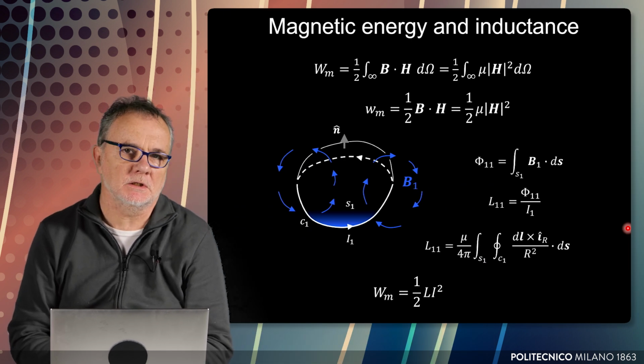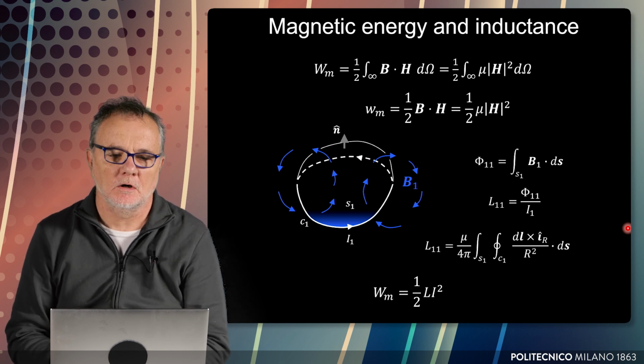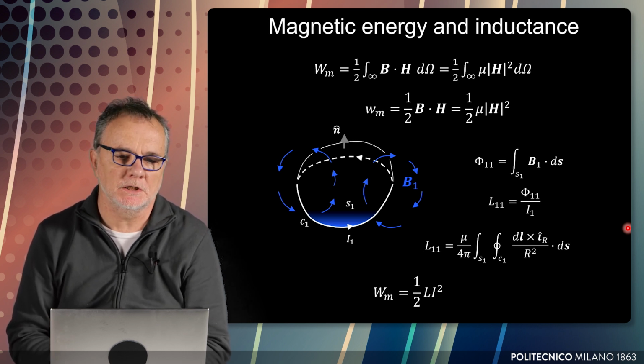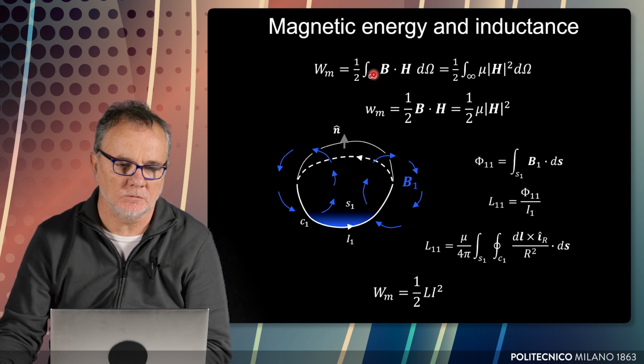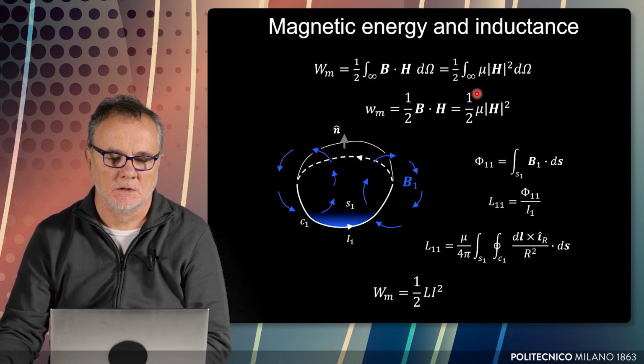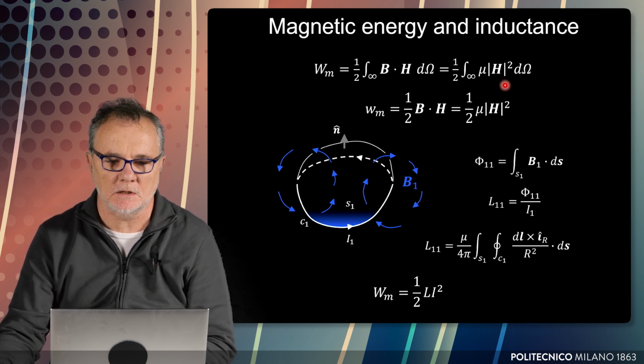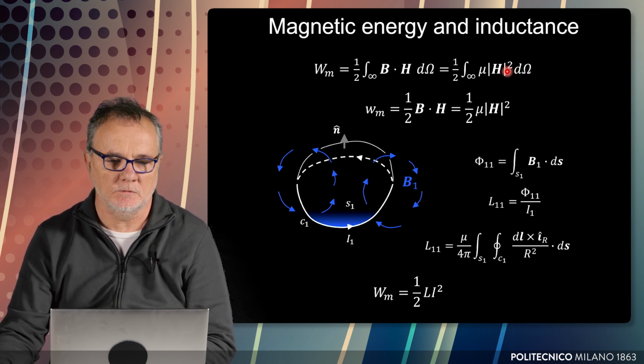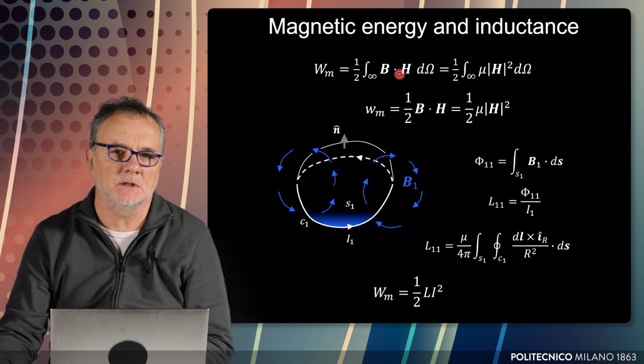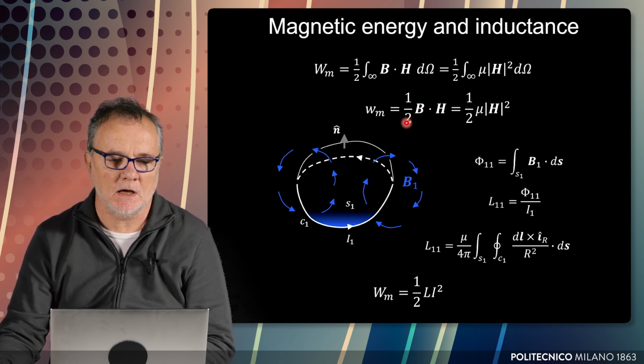This lesson is about magnetic energy and inductance. We define the magnetic energy as the integral throughout space of the dot product between the B field and the H field, multiplied by 1/2, as you see in this formula. Since there is a proportionality relationship between B and H, we could also write this integral in terms of H only, in which we have the square magnitude of H. Of course, the quantity that we integrate can be called density of magnetic energy, which is simply 1/2 the dot product of B dot H.